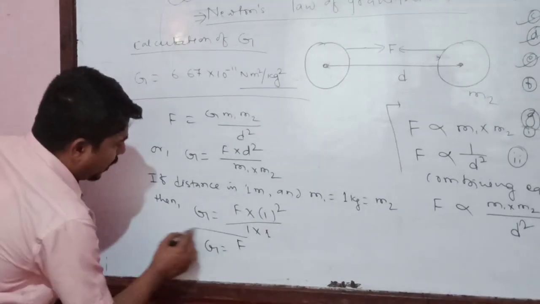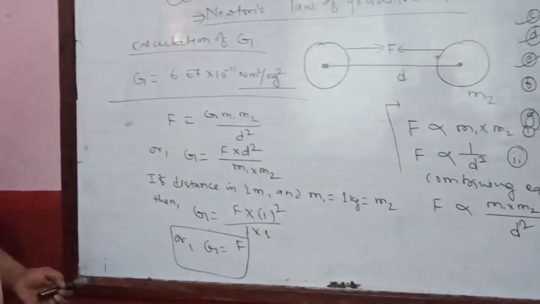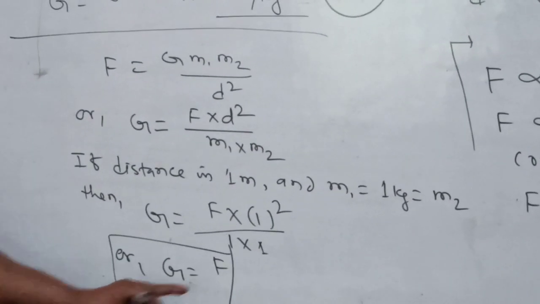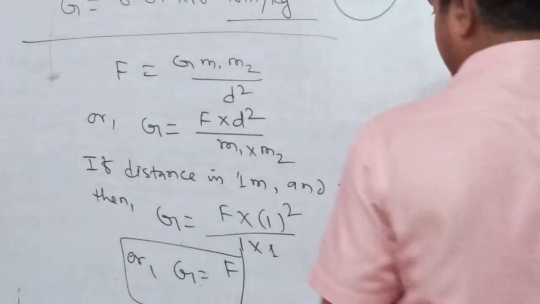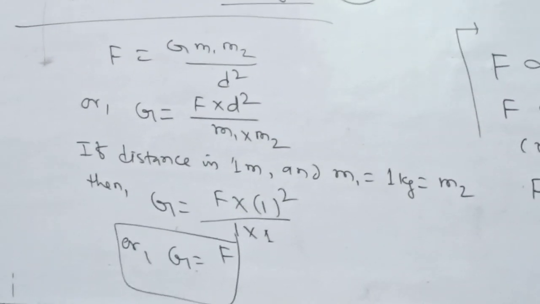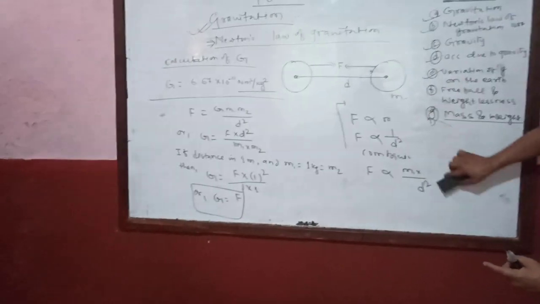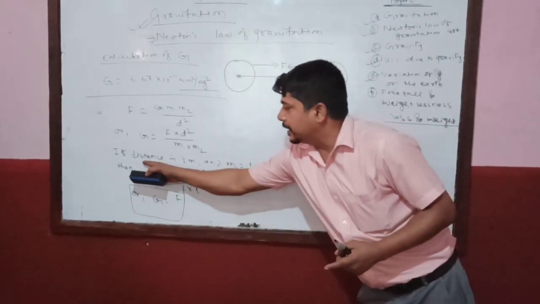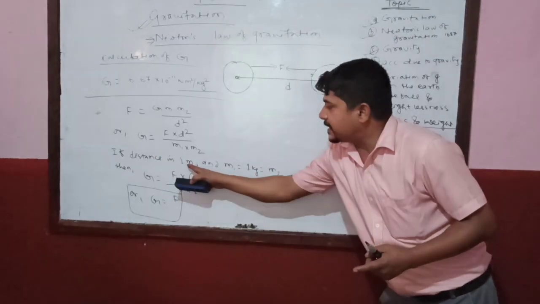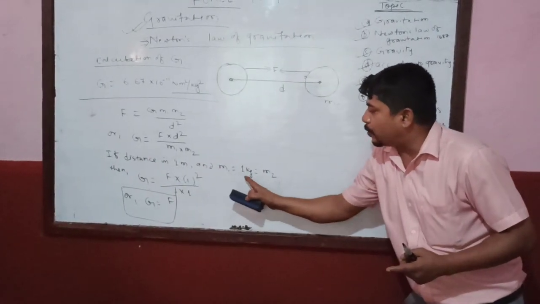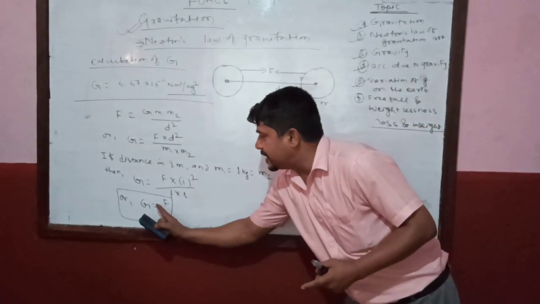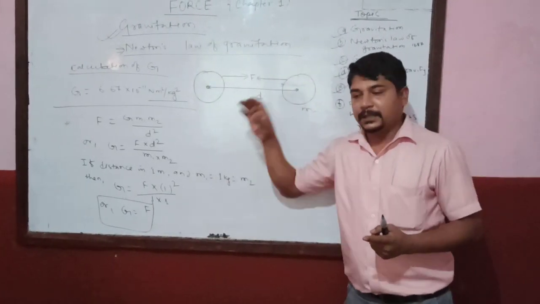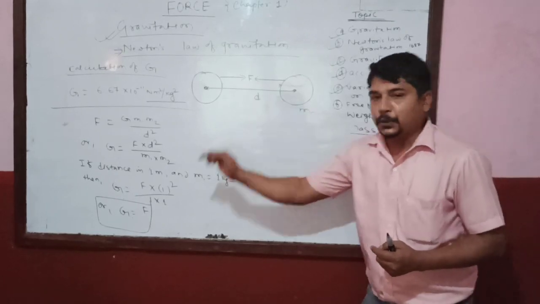Yes, from this data we have G equal to F, but it is not always G equal to F. We cannot always take force of attraction and G as the same, only in this condition. If the distance is 1 meter and the masses are 1 kg, in that condition G and F are equal, and we know that F is the gravitational force, the force of attraction between two bodies.